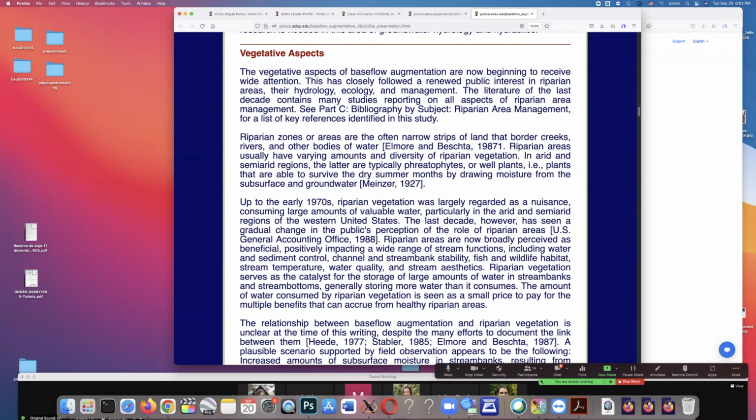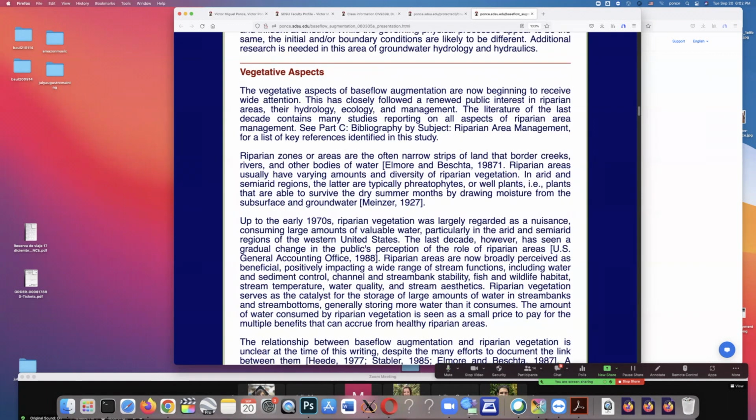The first gentleman that came up with a connection between hydrology and ecology and the vegetative aspects was a gentleman by the name of Meinzer. He's quoted over here, Meinzer, 1927. That is a paper that we in environmental hydrology have read. It's a fundamental and very fascinating paper about the relationship between plants and water. And I urge those of you that are interested in this subject to take a look at it if you have not taken environmental hydrology.